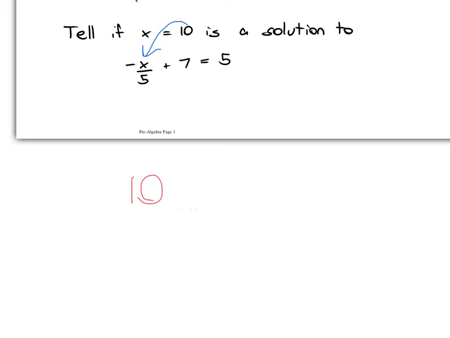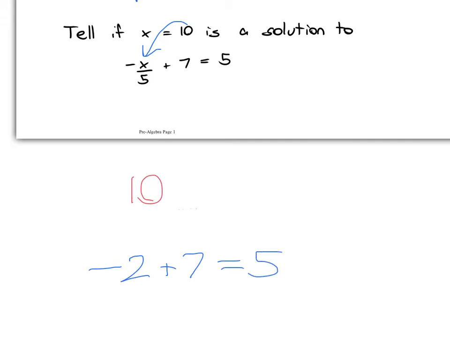All right, so now we've replaced our x with this 10 because we think, and we're trying to figure out if x equals 10 is a solution. Remember what a solution is. A solution makes the equation true. So let's see here. We got to use now proper order of operations. So we divide here negative 10 divided by 5, which of course is negative 2. And we still have the plus 7 is equal to 5.